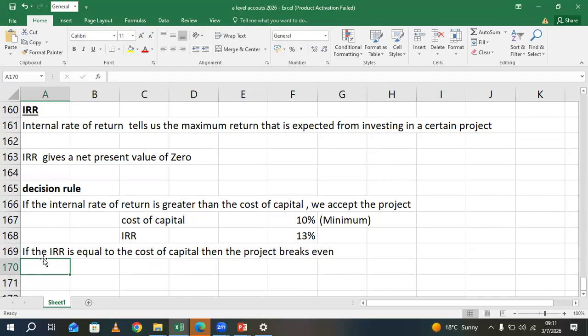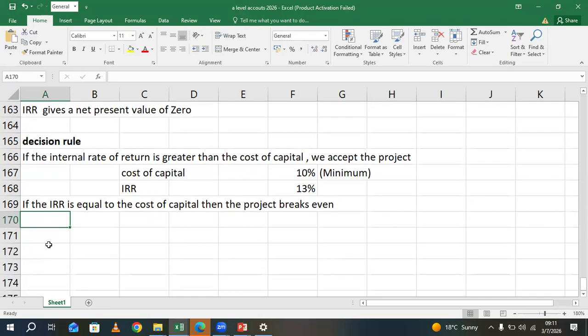Then if it's below the cost of capital, then we can't accept that project. So that decision rule is very important because remember, we're going to be evaluating different decisions. Let's now move on and look at the internal rate of return formula.